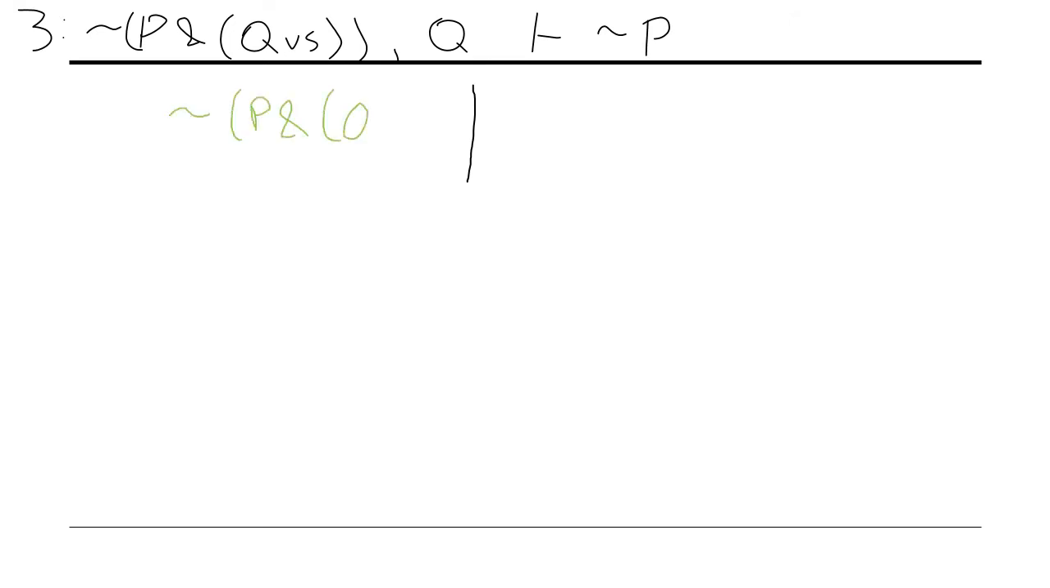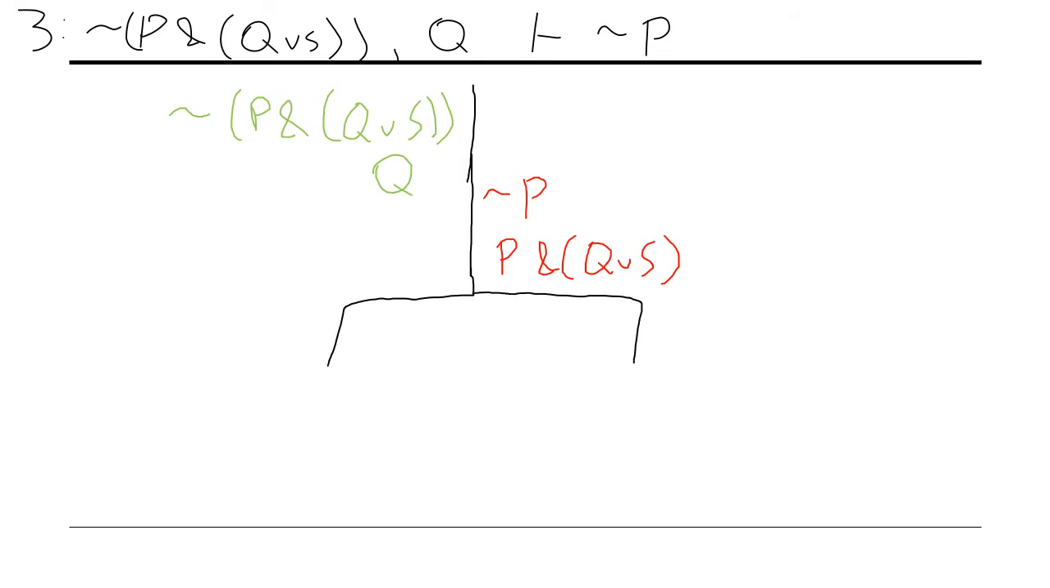P and QoS. Q, it's not P. So the main operator here is the tilde, so we just have to flip it across the way. And QoS. Now we've got an ampersand as the main operator here, so ampersand on the right hand side, put both on the right hand side.